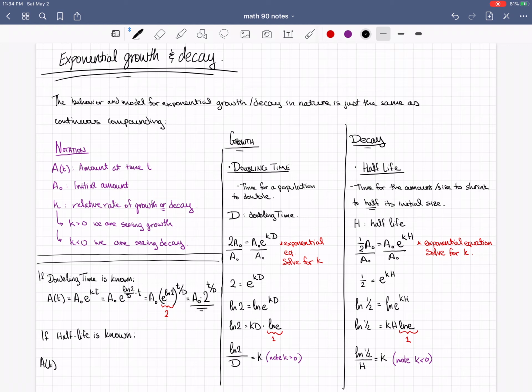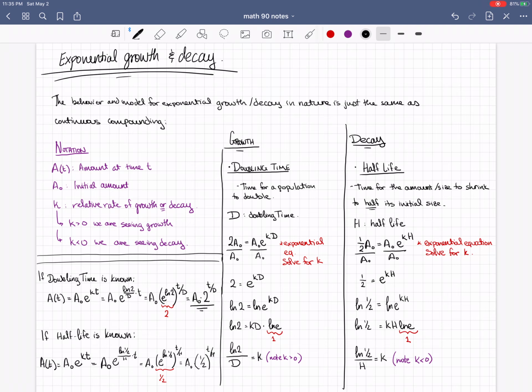A of t is a0 e to the power kt, except k is the natural log of a half over h. We found that over on the half-life side. So we have e to the power natural log of 1/2 over h, where h is our half-life, times t. And I'm going to do exactly the same thing as I did in the previous example here. Then we have e to the power natural log of 1/2, to the power t over h. And again, because exponentials and logarithms are inverses of one another, they undo each other. So this becomes a0 times 1/2 to the power t over h.